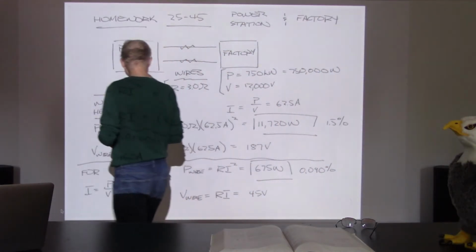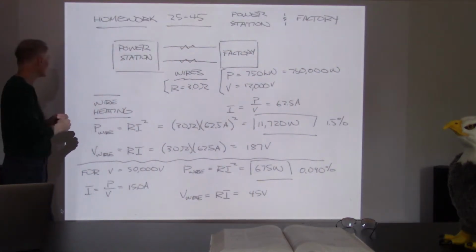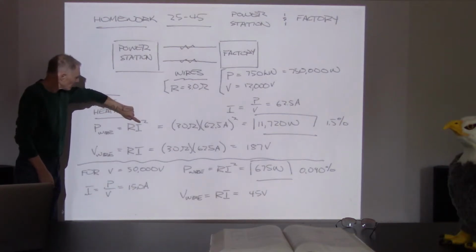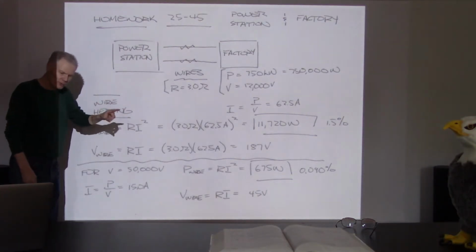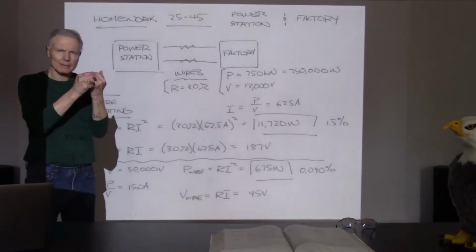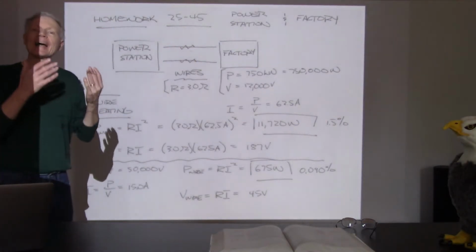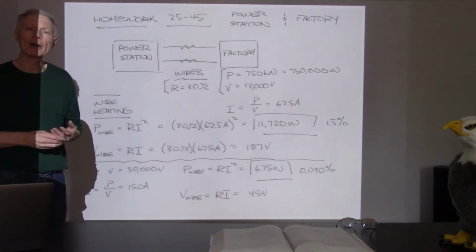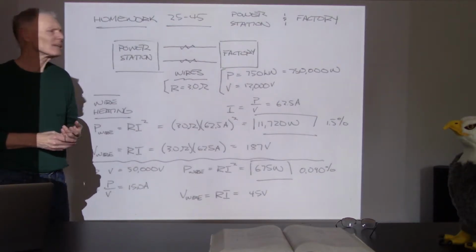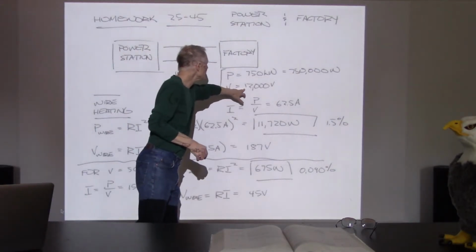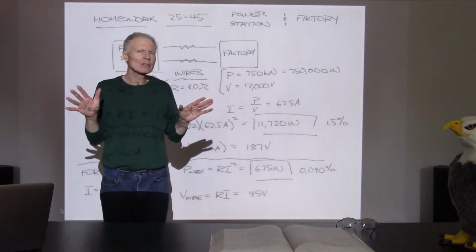Now, in this particular example, we want to use R times I squared. And the reason why is this: they've told us the resistance, so I know that. I don't know the voltage across the wires. And you're thinking, well, wait, isn't that the 12,000 volts? And you go, no, that's not it.